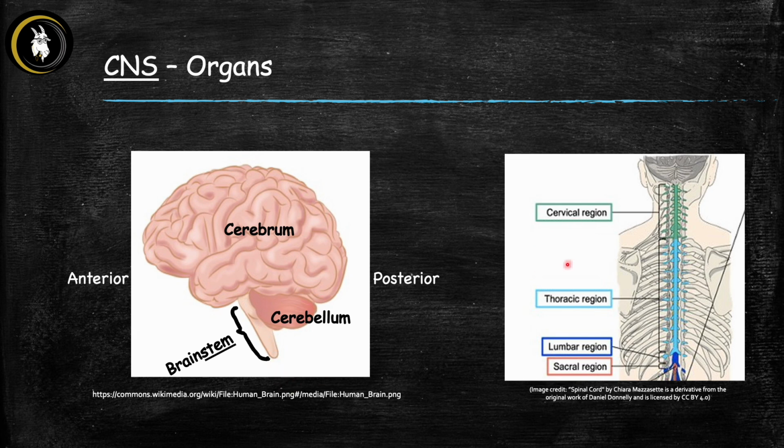And then the spinal cord has 4 regions. The top region, which is in the neck, that's connecting to the brainstem, is the cervical region, and that connects to the thoracic spine below, which then connects to the lumbar spine, and then finally to the sacral spine, which is the end of the spinal cord.